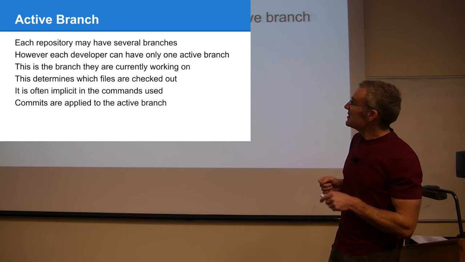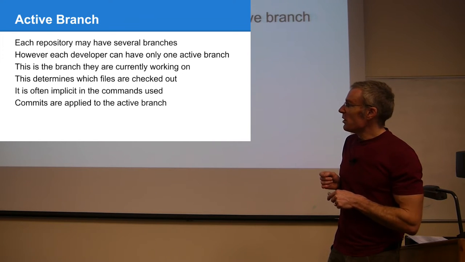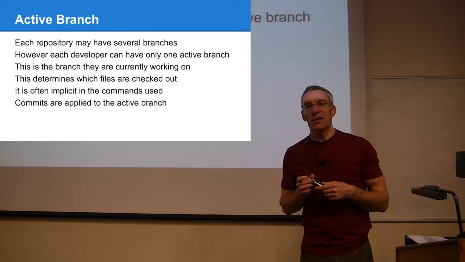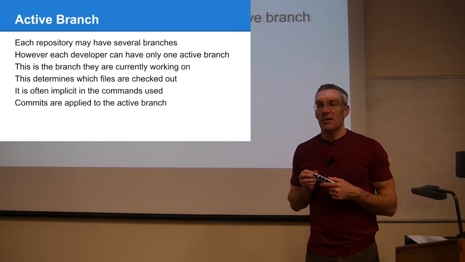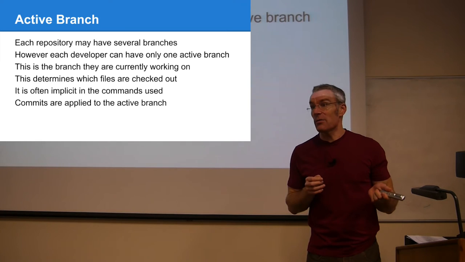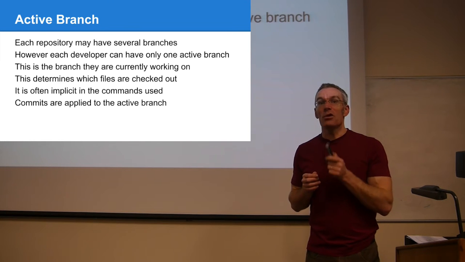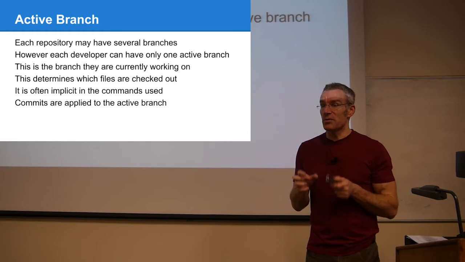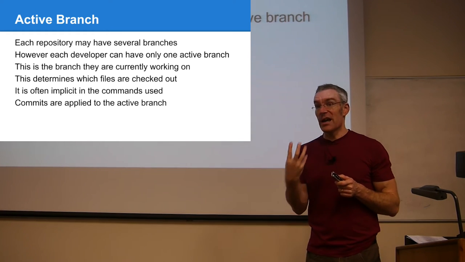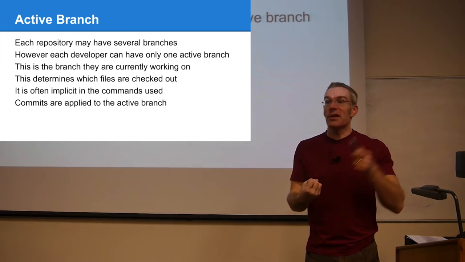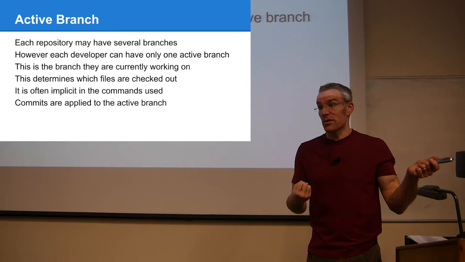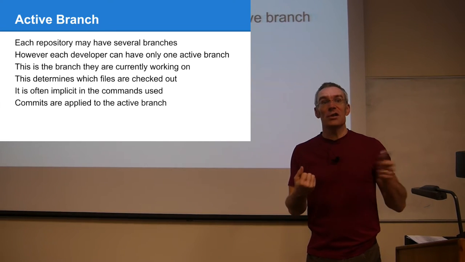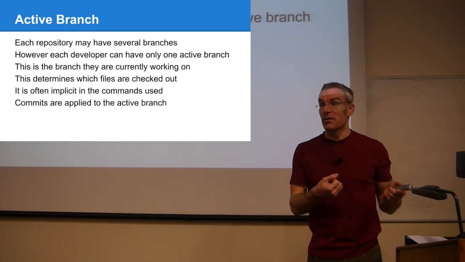Now, the active branch is often implicit. You know the Git push that we did? Git push origin master, remember that one? Technically, all you have to say is Git push, because the implicit assumption is that you're pushing the active branch and you're pushing it to the matching active branch on the master repository. So Git push on its own will do the same thing.